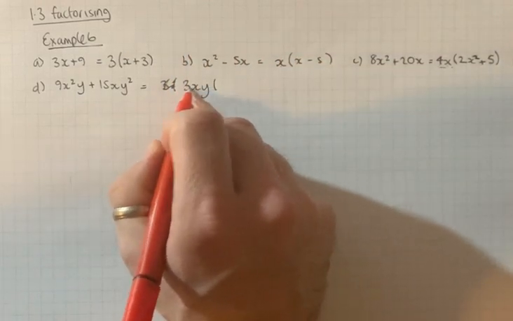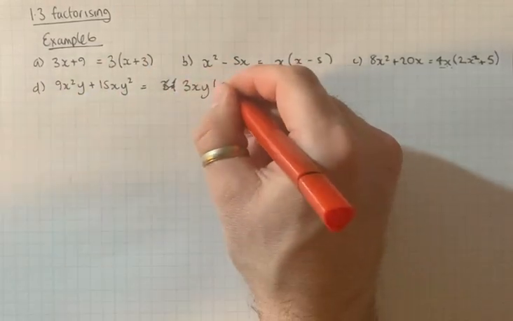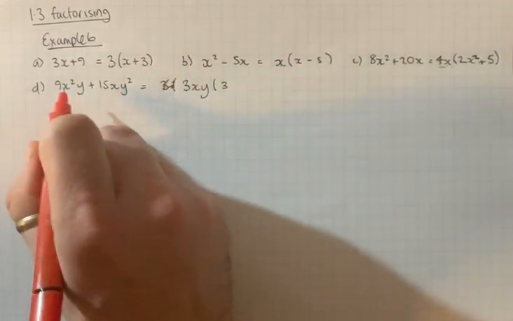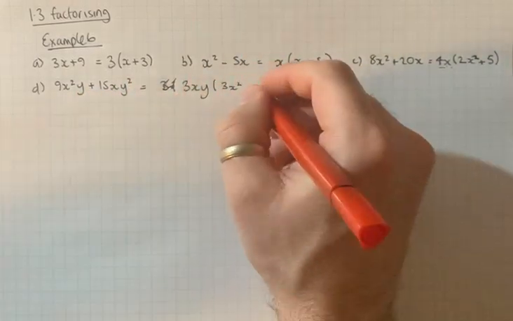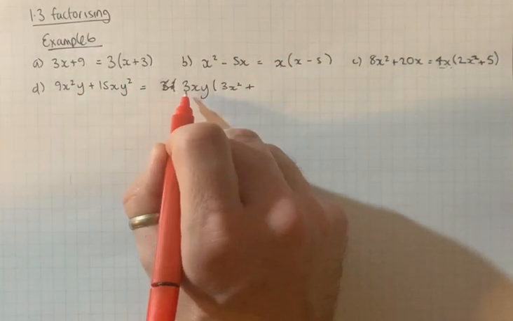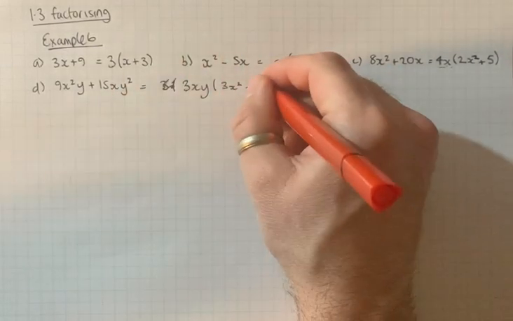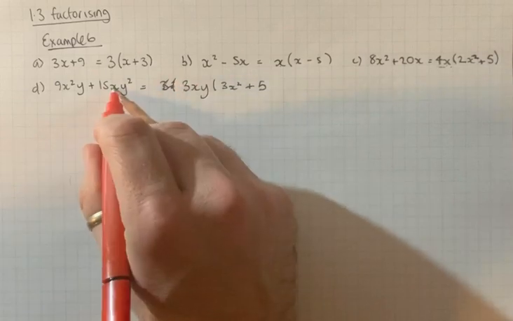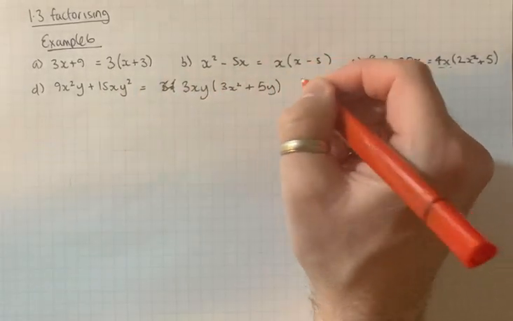So then, what do we times this by to get this? Well, 3 times 3 is 9. x times x is x squared, and we've already got the y. So what times this gives us this? 3 times 5 is 15. x, I've already done, and y times y is y squared.